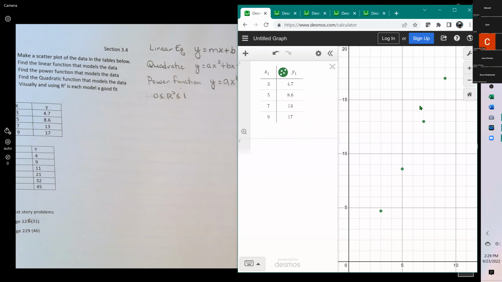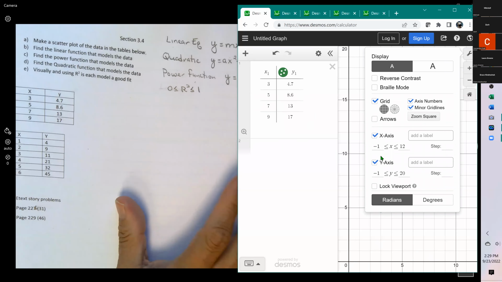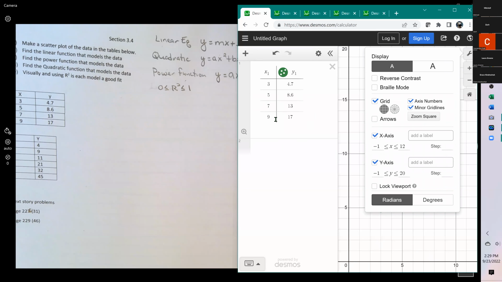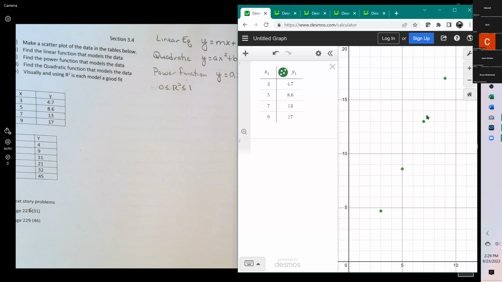To show all of this, you could click on the wrench. What I did was I went to the wrench. I like to start with -1 so it shows my axis line. If everything's positive, I start with -1. And then I saw this went up to 9, so I went to 12. I could have gone to 9, but then the point's right on the line. You don't always get to see that one. So I went with 12. Then I looked at my Y values and I started with -1. This went to 17, so I went to 20. That way I could see all 4 points.